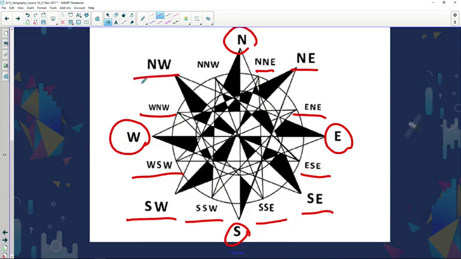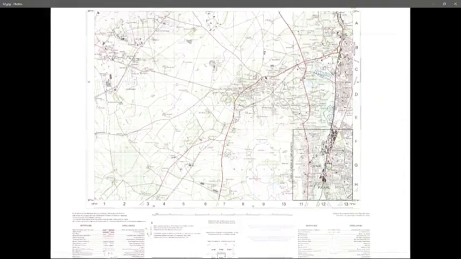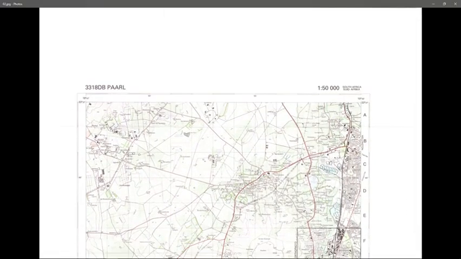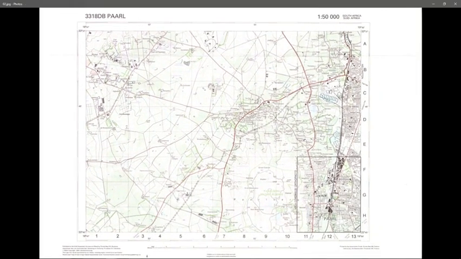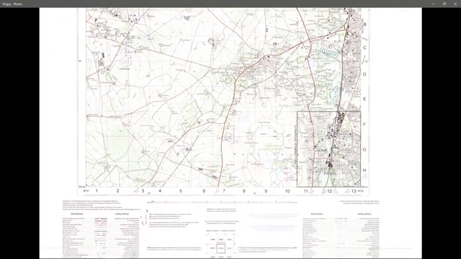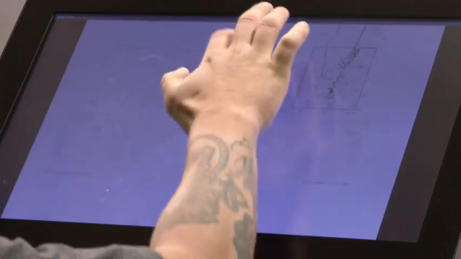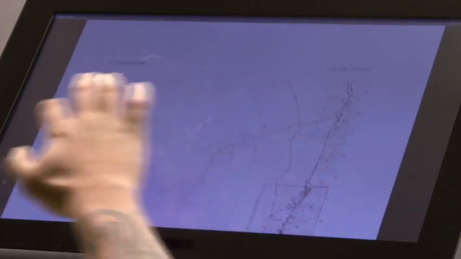Now, very importantly over here, grade 12s, north will always be on top of your map. So if you look at this map over here, north will be situated right on the top of the map. East will be on the right hand side, south on the bottom of the map, and the west on the left hand side of the map. And regarding that, on any map, north will always be on top.